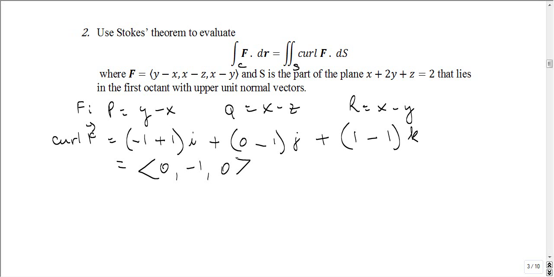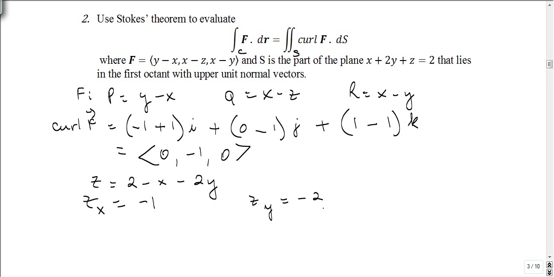Okay. Now, we need to find the partials. Partial of z with respect to x. So take this plane, solve for z. So z is equal to 2 minus x minus 2y. Okay. Now let's find the partials. Partial z with respect to x, tell me. Minus 1. Partial z with respect to y. Minus 2. Okay. Let's set up the integral now.